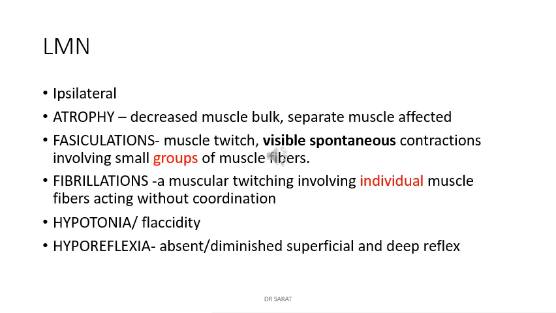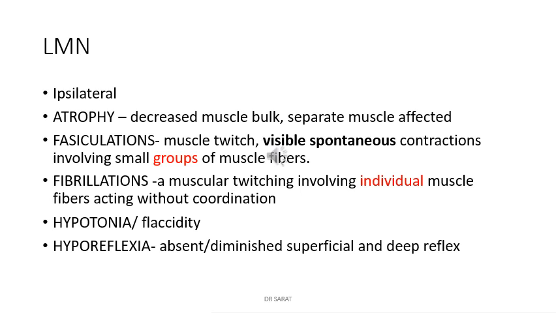Now we'll come to the lower motor neuron lesions. First one is it's usually ipsilateral, or the same side. Second point is atrophy. There is a decreased muscle bulk and weakness is also present. Then fasciculations is another sign. Fasciculations are muscle twitches or vibrations. They are visible, spontaneous contractions involving small groups of muscle fibers. So these are visible and occur in groups of muscle fibers, small muscle twitches or contractions.